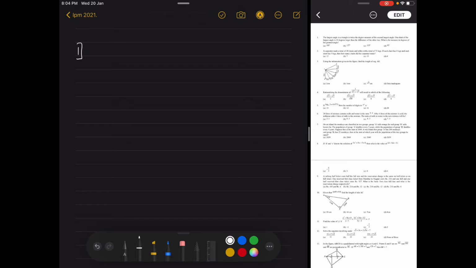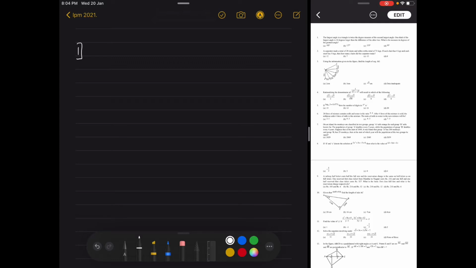The largest angle in a triangle is twice the degree measure of the second largest angle. One third of the largest angle is 10 degrees larger than the difference of the other two. What is the measure in degrees of the greatest angle? Okay, so it's an easy question. First, let's break the first statement. Largest angle in a triangle is twice the degree measure of the second largest.